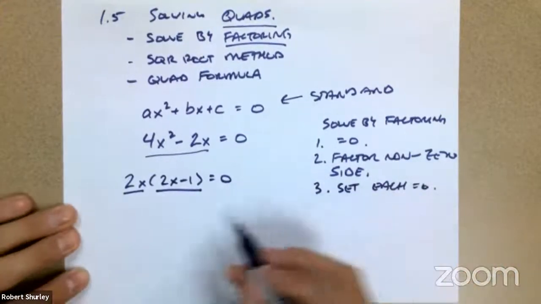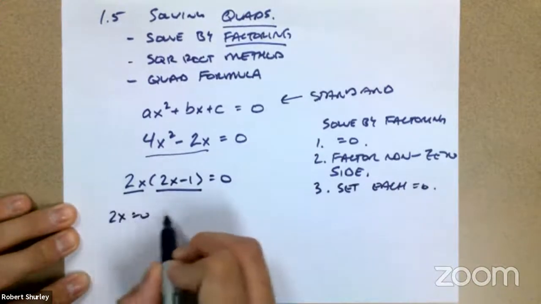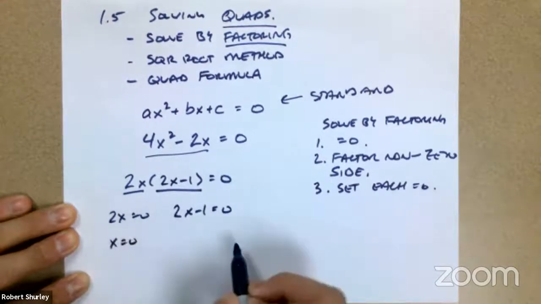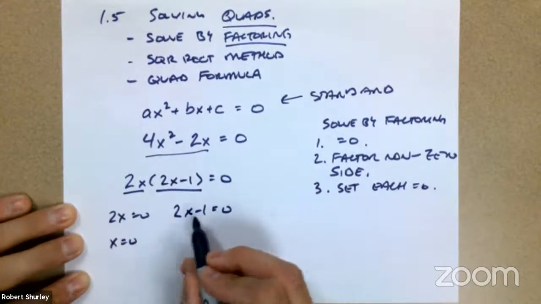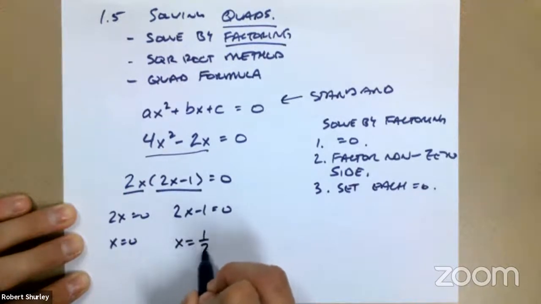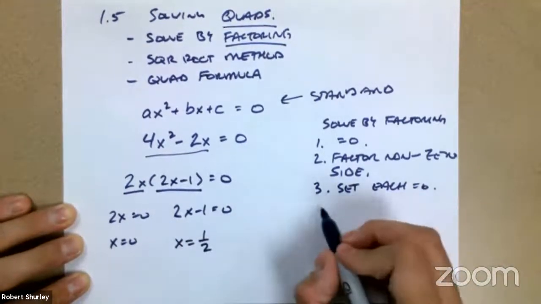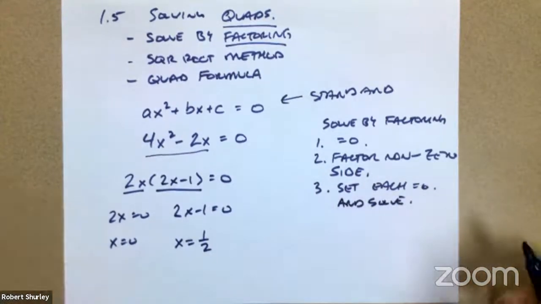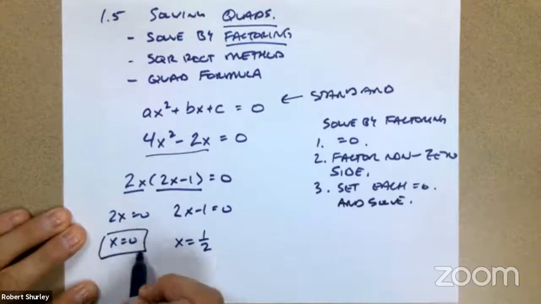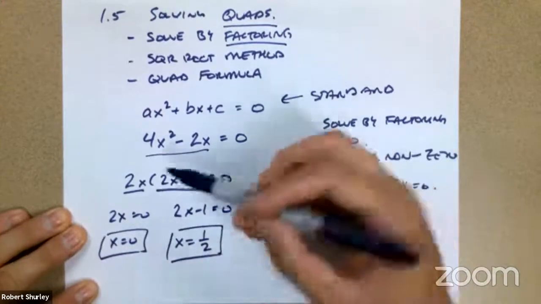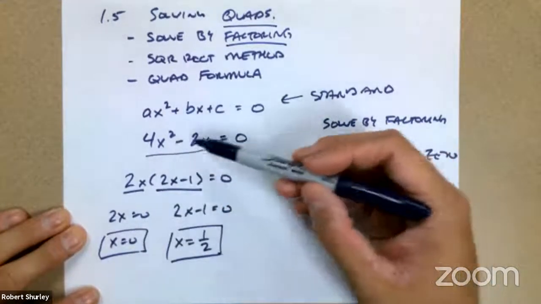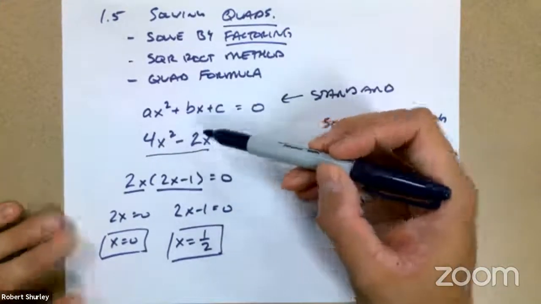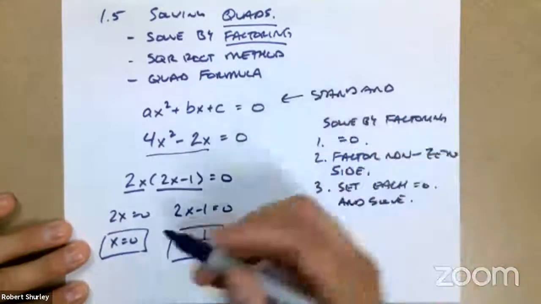Set each factor equal to 0. So 2x equals 0, 2x minus 1 equals 0. Well, 2x equals 0, x has got to be 0. And 2x minus 1, add the 1, divide by 2, and you wind up with 1/2. So set each one equal to 0 and solve. Boom, and we're done. Now, you're more than welcome to check these. They're not that hard to check. Like if I put 0 in, you got to go back to the original equation. 4 times 0 squared is 0, minus 2 times 0 is 0. So 0 minus 0 equals 0.